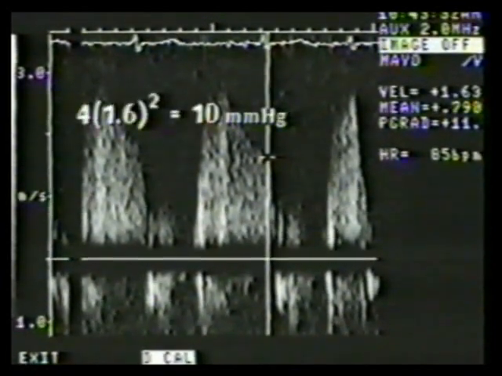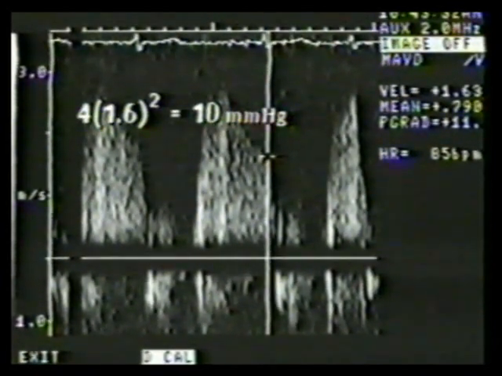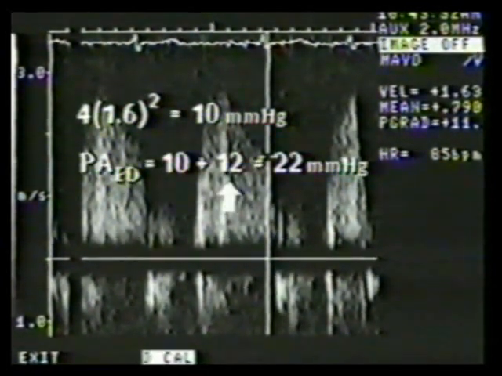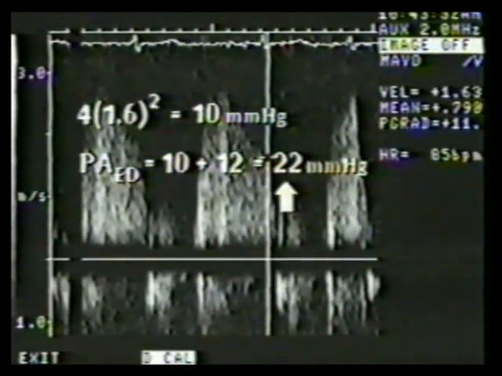From the Bernoulli equation, the end diastolic pressure gradient is 10 millimeters of mercury. We add to this his jugular venous pressure of 12, determined at the bedside, and arrive at a pulmonary artery end diastolic pressure of 22 millimeters of mercury.